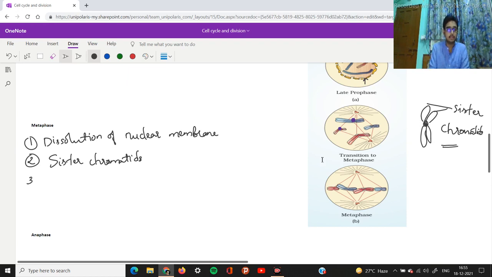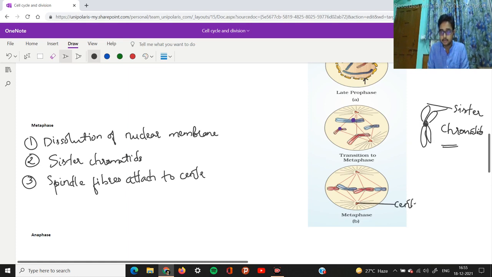And number three, the spindle fibers attach themselves to the centromere. They are coming from the centriole here. This is the centriole, and they are attaching themselves to the centromeres. See here, these are the centromeres. These are the centrioles at two poles, and these are the centromeres of each chromosome.